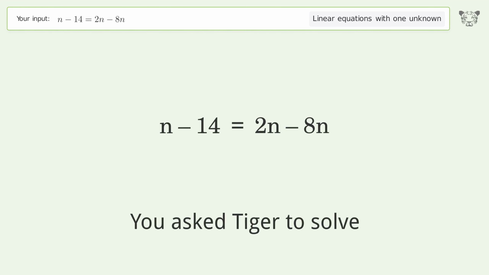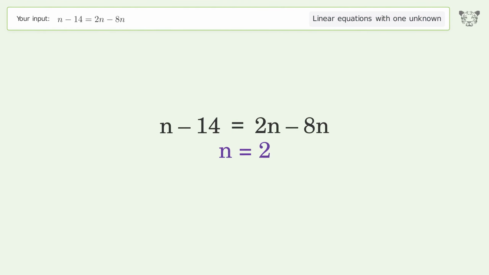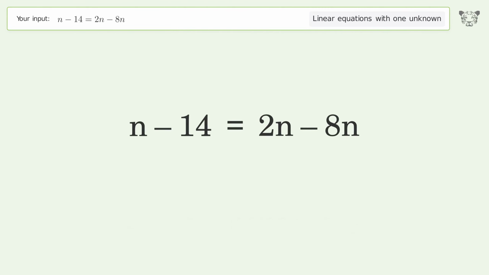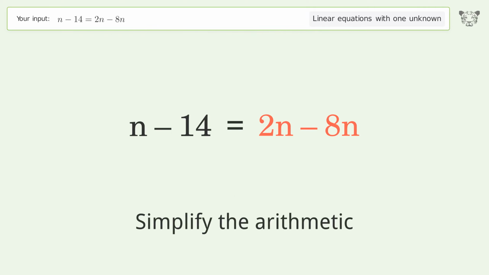You ask Tiger to solve this. This deals with linear equations with one unknown. The final result is n equals 2. Let's solve it step by step. Simplify the expression. Simplify the arithmetic.